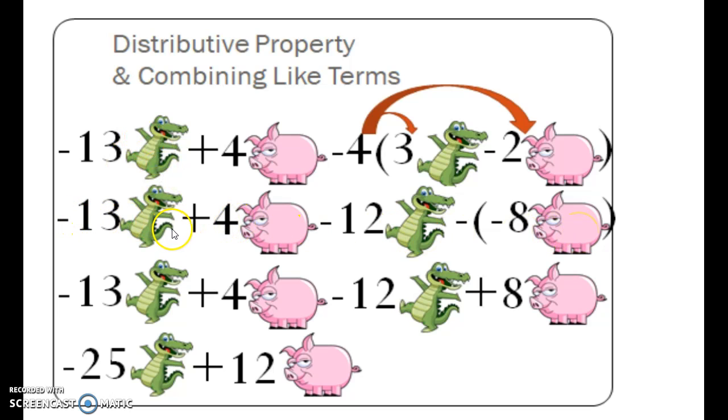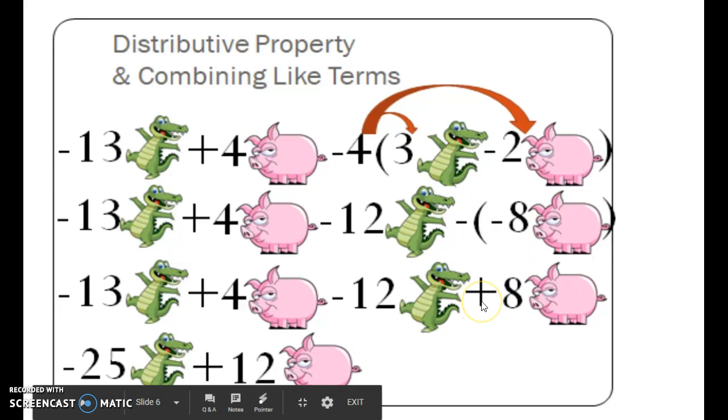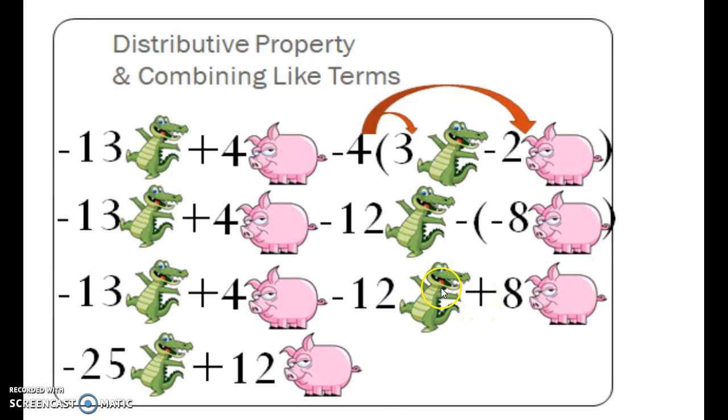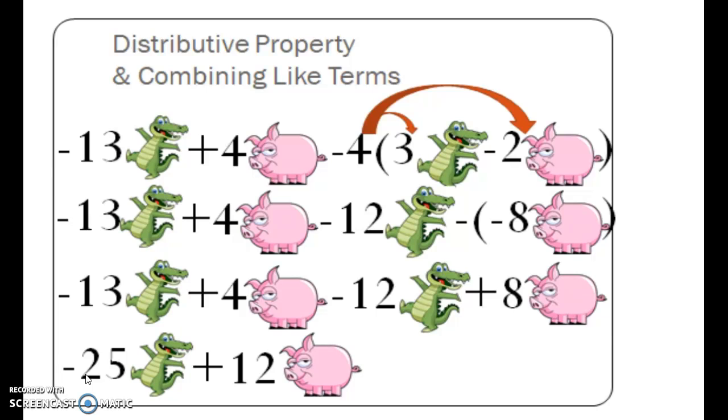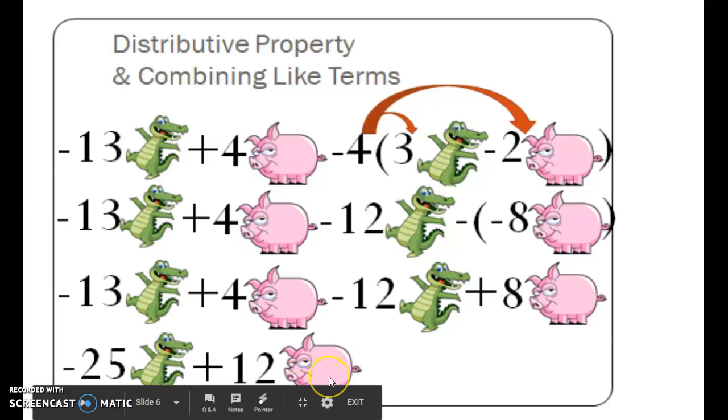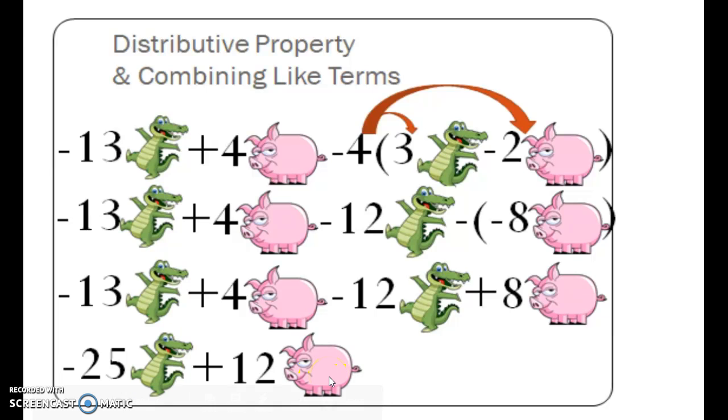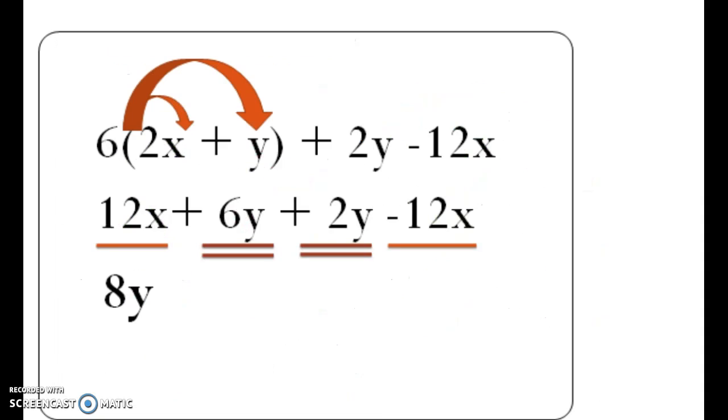So just bring this down: -13 alligators plus 4 pigs minus 12 alligators minus a -8 pigs. So right here, a negative and a negative we know is a positive. Now we're just going to combine all of our like terms. We have -13 alligators and -12 alligators, that equals -25 alligators, and then plus 12 pigs. And that is as far as you can combine.